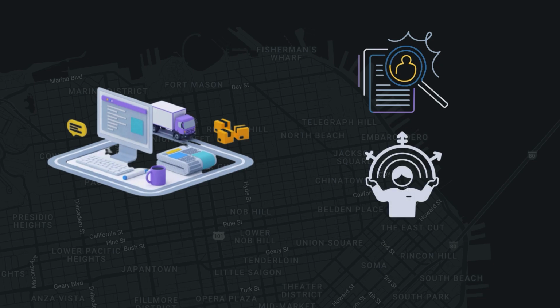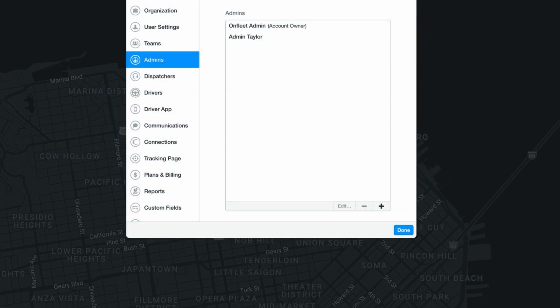Next, let's invite some users to our dashboard. The highest level of permissions you can grant is admin access. If you set a user up as an admin, they will be able to edit master settings and have full routing capabilities.